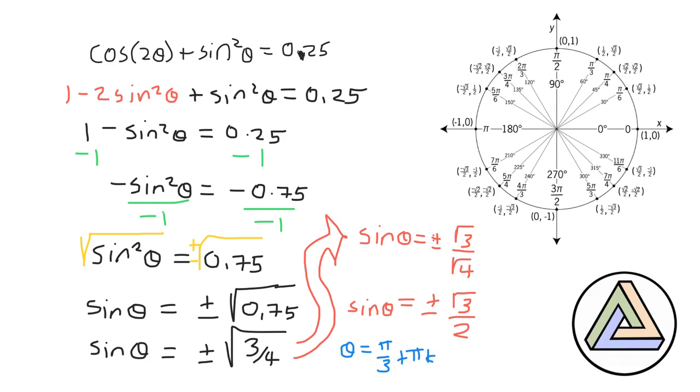So, you know, if you want to get fancy, you could use a union symbol as well, but let's just say "and 2 pi over 3 plus pi k." All right, so that's how you do this one.